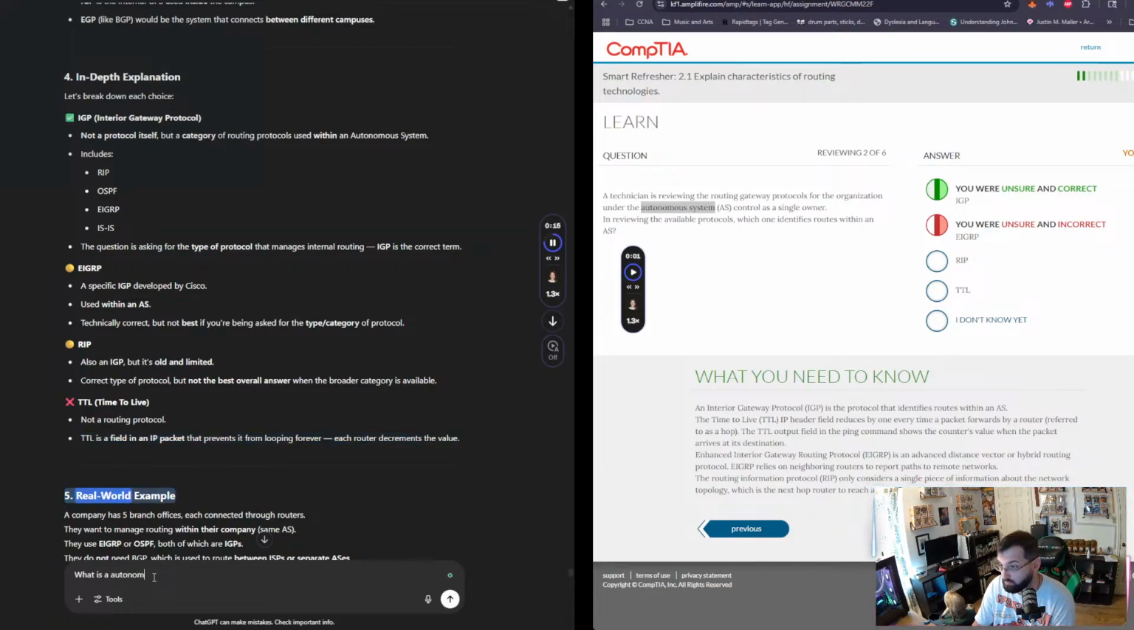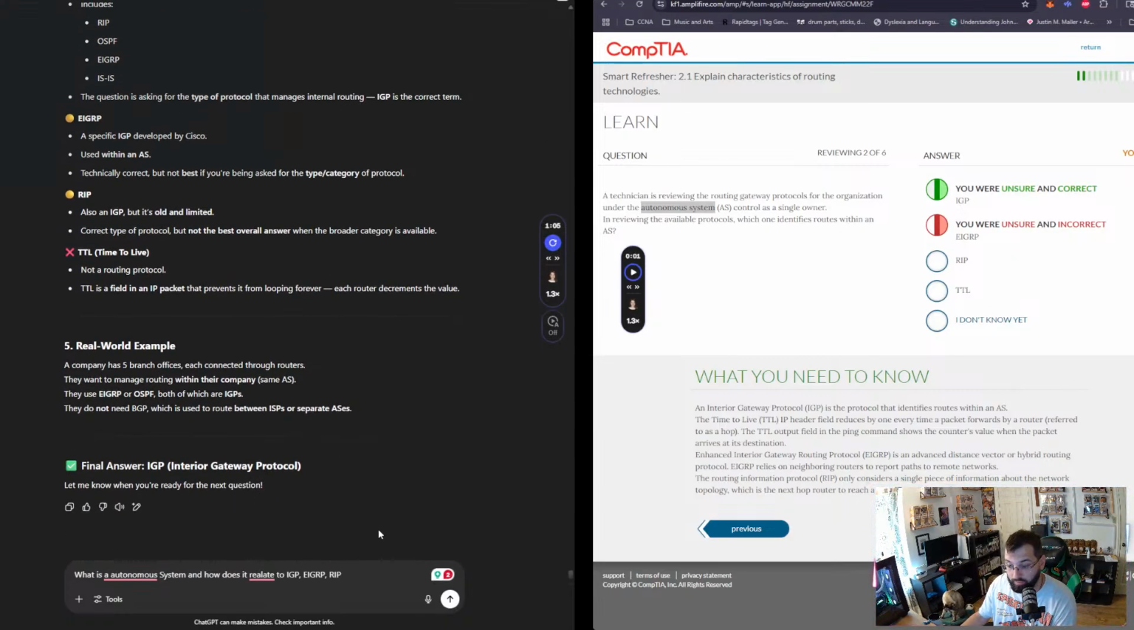5. Real-world example. A company has 5 branch offices, each connected through routers. They want to manage routing within their company, the same AS. They use EIGRP or OSPF, both of which are IGPs. They do not need BGP, which is used to route between ISPs or separate ASes. Final answer, IGP, Interior Gateway Protocol. Let me know when you're ready for the next question. There's another one. I don't remember.